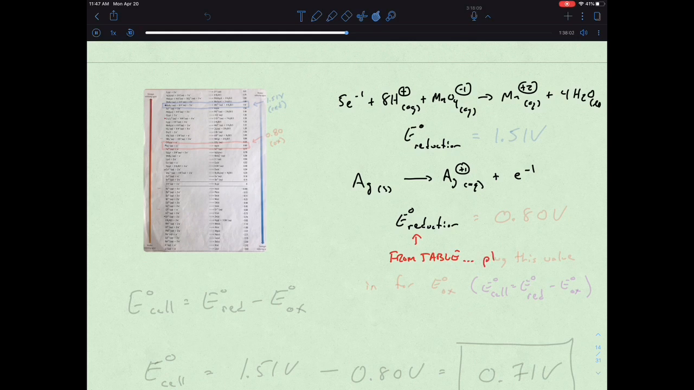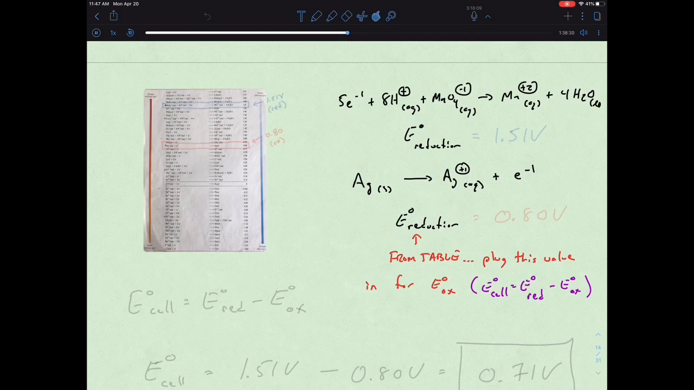We just want to make sure that we plug this value in for our oxidation potential, in terms of that equation of the cell: reduction minus oxidation. So we're just going to be plugging that value directly in.